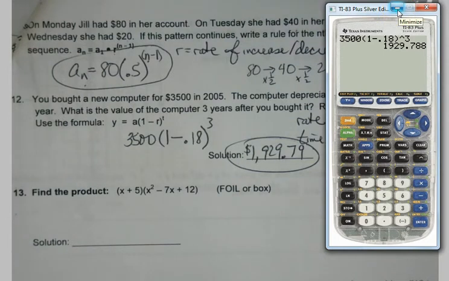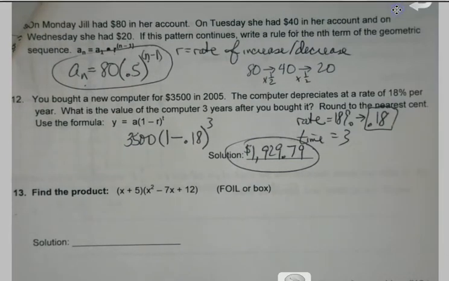So yep, definitely want to go with the nearest cent, because we're not going to go up to somebody and say, hi, it's $1,929 and 78.8 cents. Yeah, probably not. So that's how we're going to end up dealing with that.